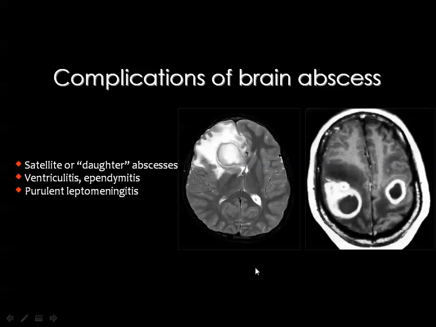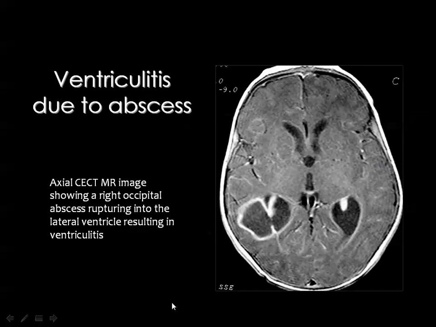Complications of abscesses: number one, the development of satellite or daughter abscesses. You see this is the big abscess with two daughter abscesses nearby, and this is another brain abscess in the opposite hemisphere. The infection may spread to the ventricle, resulting in ventriculitis and ependymitis, or may extend outside, reaching the meninges, leading to virulent leptomeningitis.